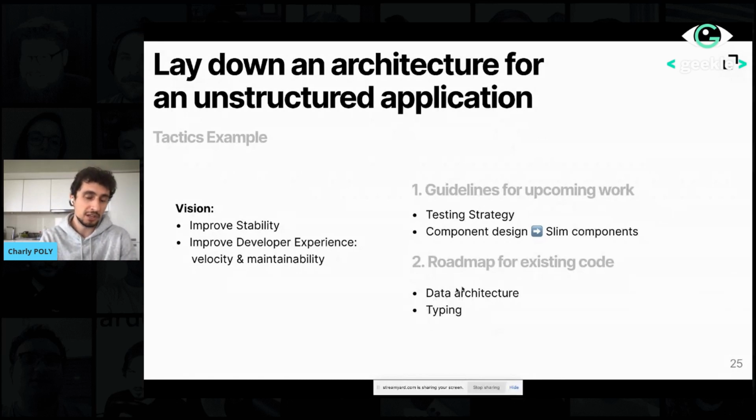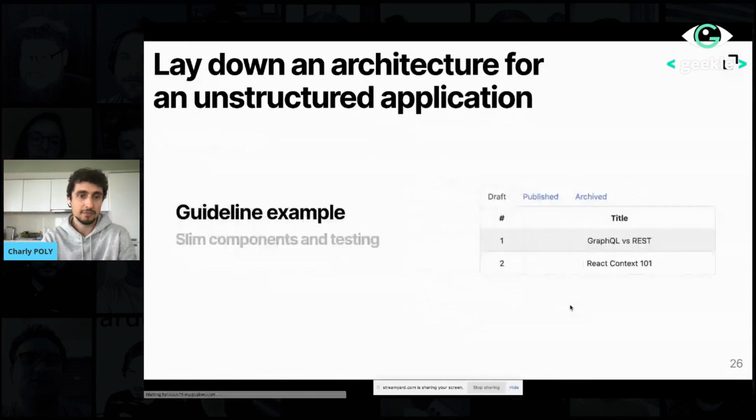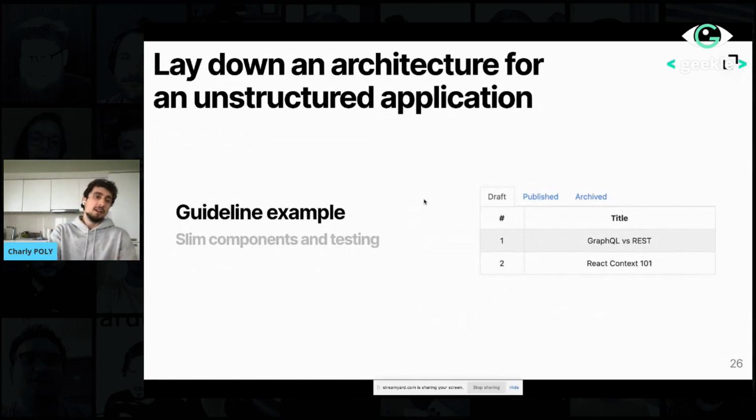So the roadmap is that the things we're actually going to rework in the code right now to improve stability and the developer experience are data architecture and typing. Let's see an example of a guideline. The guideline that I often advise to companies that have no structure and no strong appetite for running large-scale React applications is to do slim components and to test those slim components, the extracted code, in isolation. So for example, let's take a look at this UI.